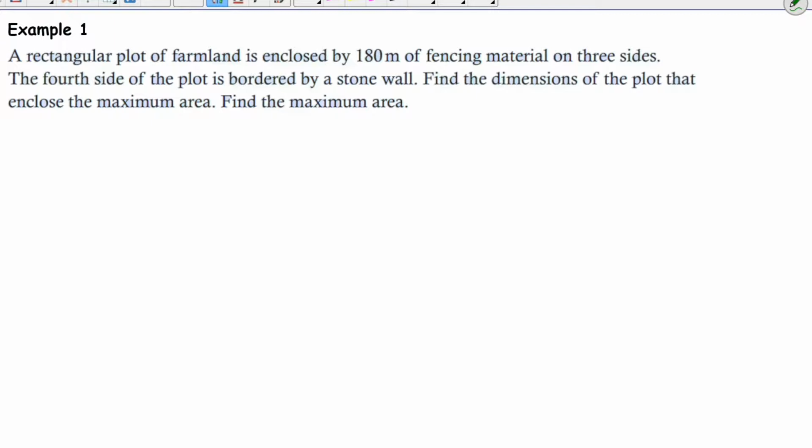So step 1 in this question: we have a rectangular plot of farmland, and this plot is enclosed by 180 meters of fencing material on 3 sides. The 4th side is bordered by a stone wall, which means you don't have to fence that side. So find the dimensions of the plot that enclose the maximum area. The first step is to sketch this situation.